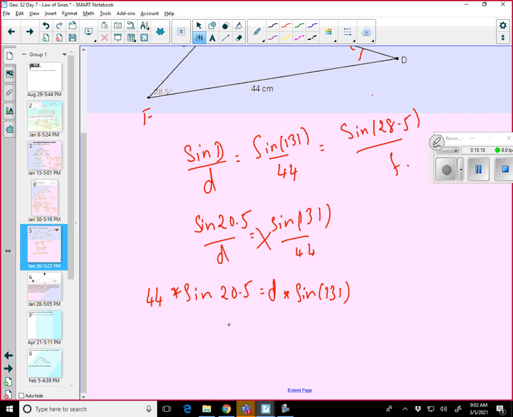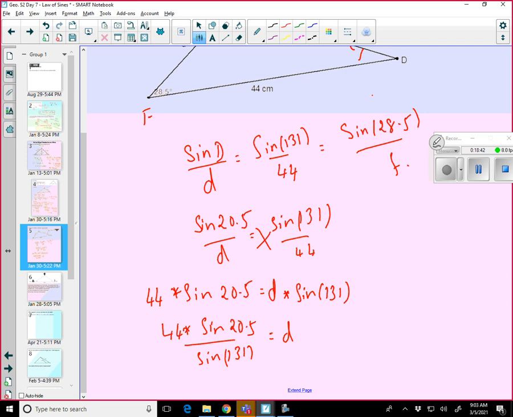And dividing by sine 131 on both sides, I'll get D equals 44 times sine 20.5 over sine 131. This is what we will get once we divide by sine 131 on both sides.